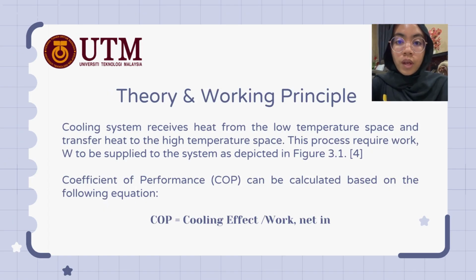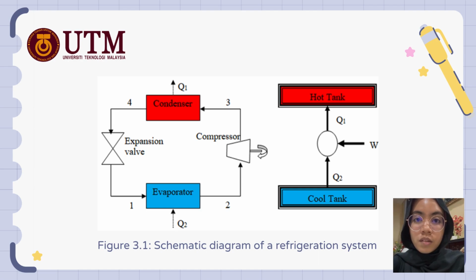So moving on to the theory and working principle. As you can see there, it states that the cooling system receives heat from a low temperature space and transfers the heat to a high temperature space. This process requires work to be supplied to the system. And also, the formula for the COP is cooling effect divided by work. This figure shows the schematic diagram of a refrigeration system that consists of a condenser, compressor, evaporator, and also an expansion valve.